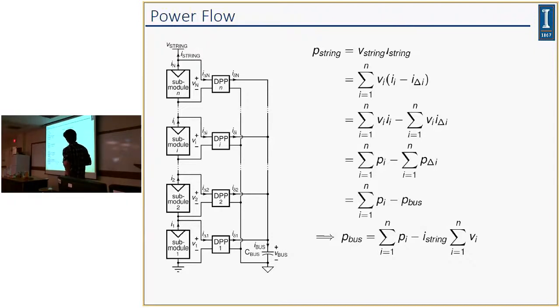Additionally, you can say that V_i times ΔI_i is the power that is processed by any of these DPPs. If you assume that all of these converters are ideal, then the input power is equal to the output power, and you can say that the sum of all these powers is equal to the power injected into the bus, which is given by this relation right here. If you rearrange terms, you get this expression: the power injected into the bus is equal to the sum of all submodule powers minus the string current times the sum of all submodule voltages.